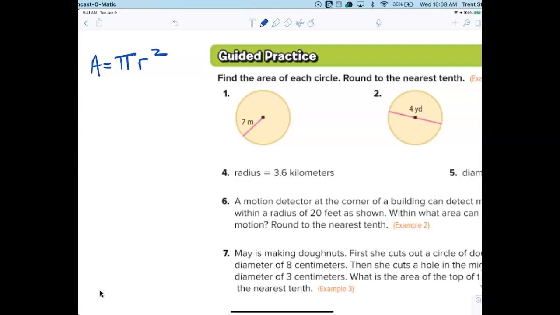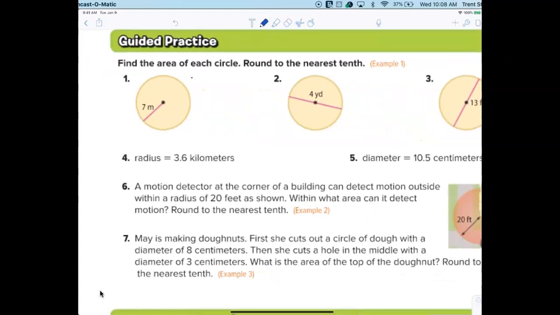Every time, write the formula. The reason why I'm making you write the formula is because I'm trying to get you to memorize the formula. And the more you write it, the easier it is to put into long-term memory. So with that being said, number 1, we're writing A equals pi r squared. What's the radius for number 1? 7. Thank you very much.